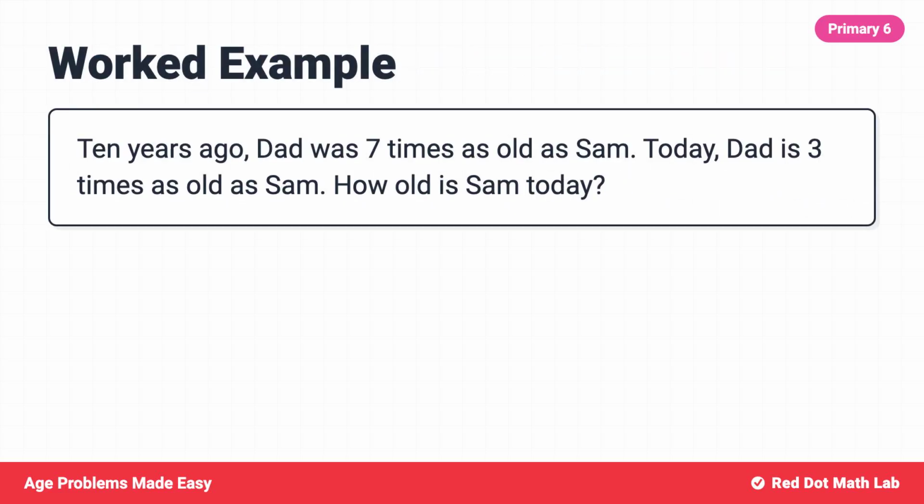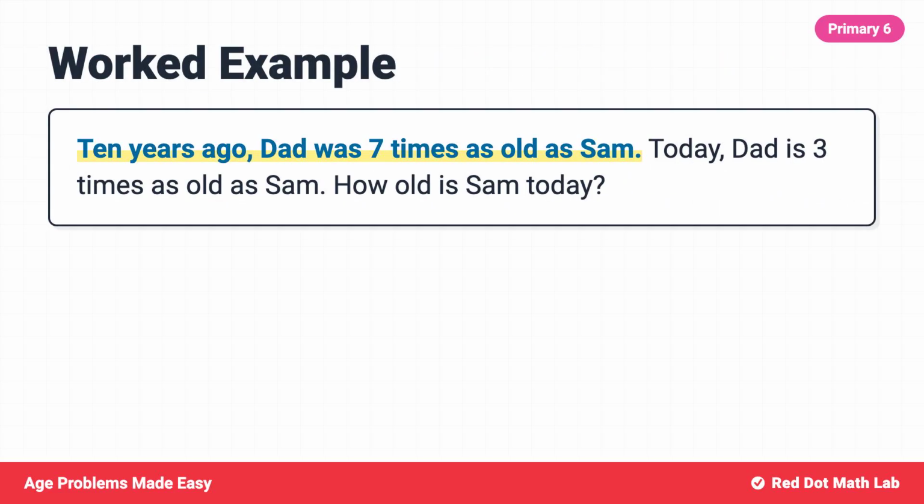Here is our question. 10 years ago, Dad was 7 times as old as Sam. Today, Dad is 3 times as old as Sam. How old is Sam today? Tricky, right? Don't worry, we'll use units and parts.